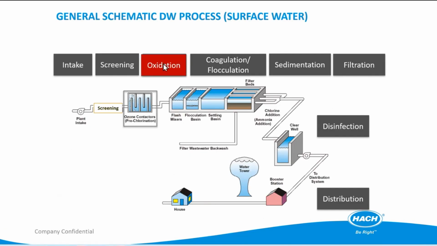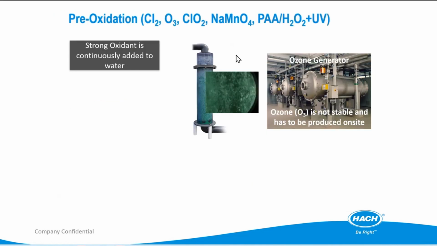Next, we will go to oxidation. We call it pre-oxidation. Normally, we can pre-oxidize the water in case we have a lot of algae, or we want to disinfect the water. If we have a lot of bacteria in the raw water, we can also use the pre-oxidation process.